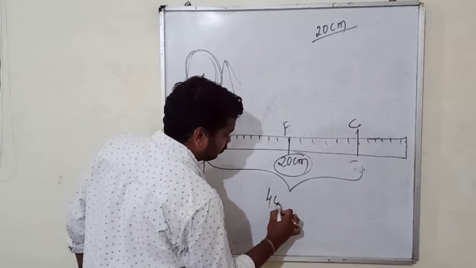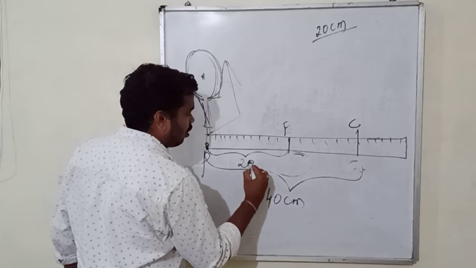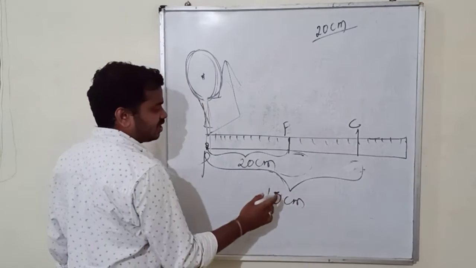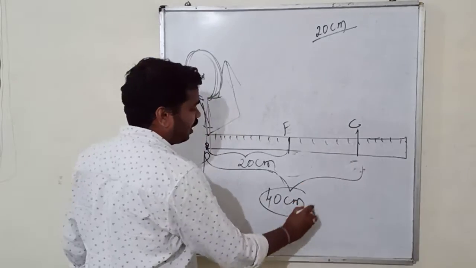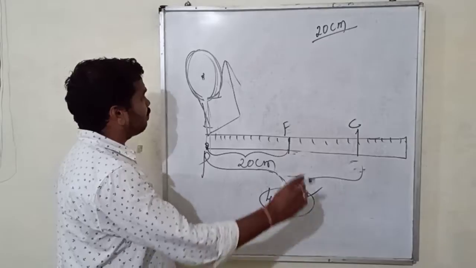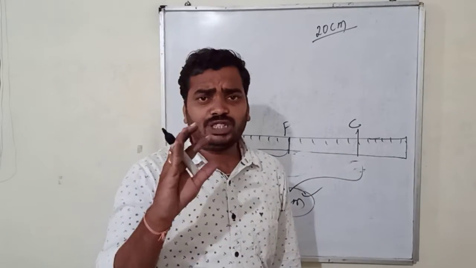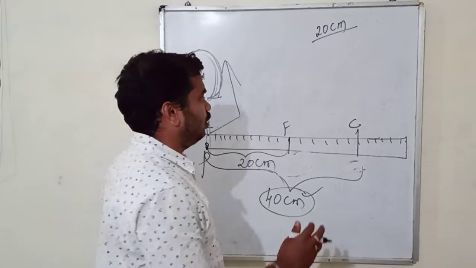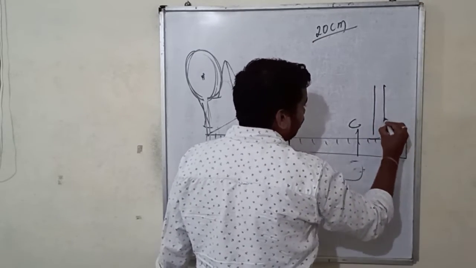Remember, if this is 20 centimeters, then obviously from pole to center of curvature it would be 40 centimeters. Now you try to observe. I already told you the object is nothing but a candle. So you take the candle and put it beyond this C.